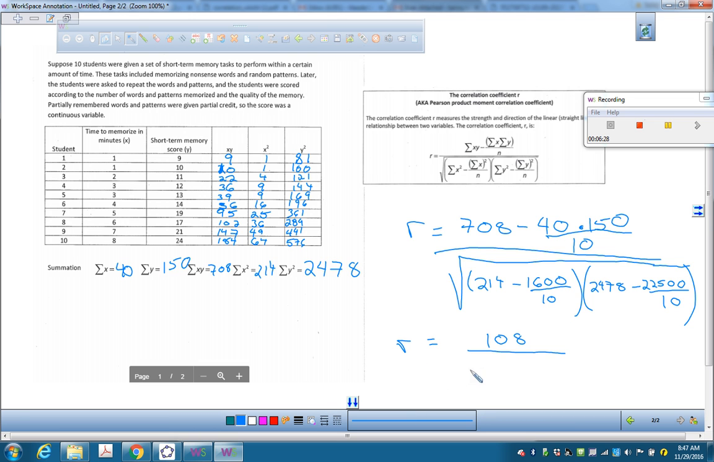On the bottom, I have the square root of, I'm going to simplify this a little bit first. 214 minus 1600 divided by 10. What's 1600 divided by 10?